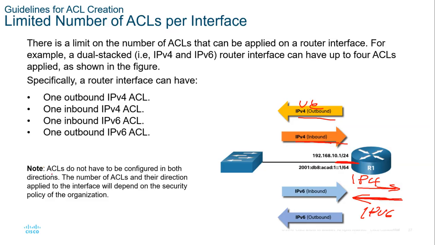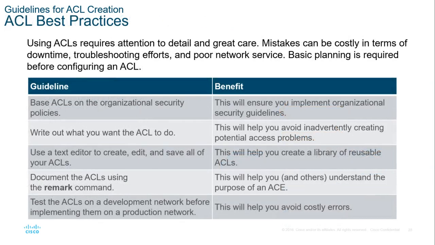So look at this. Note, access control lists do not have to be configured in both directions. The number of access control lists and their direction applied to an interface will depend on the security policy of the organization. So here we can only have one direction. If you have to have two directions on the same interface, they should be from different IP versions. So the guidelines here: using access control lists requires attention to detail and great care.